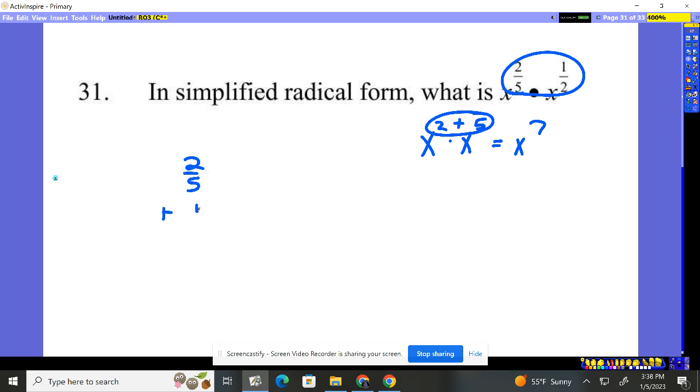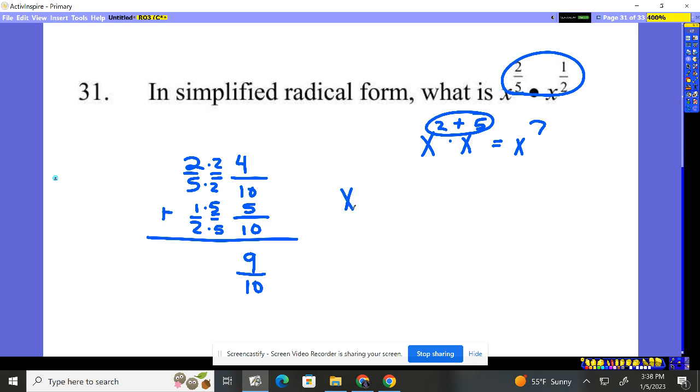plus a half. Well, to do that, you can't add fractions unless you have a common denominator. So what's our common denominator? Well, they both go into 10. So I say, 2 times what gives me 10? 5. So I multiply the top by 5. 1 times 5 is 5. 1/2 is the same as 5/10, obviously. 5 times what's 10? 2. So multiply the top by 2, which is then 4/10. Add them together, you have what? 9/10. So this answer is x to the 9/10 power.